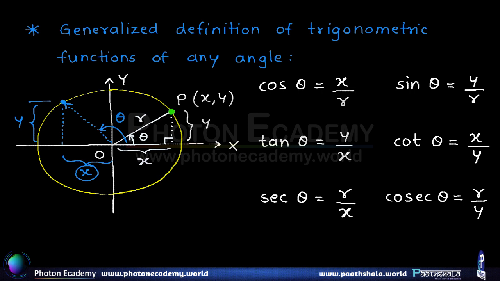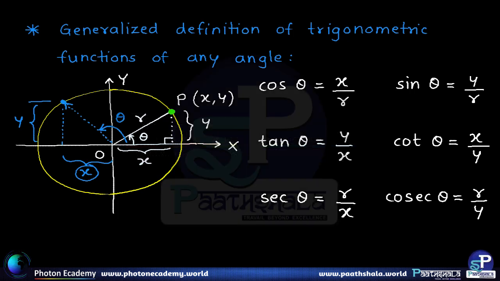So since we are defining sine, cos and all other ratios in terms of just x and y coordinates, we need not worry whether the angle is in first quadrant, second quadrant or any other quadrant. So the definitions of the trigonometric functions remain same for any angle, right?